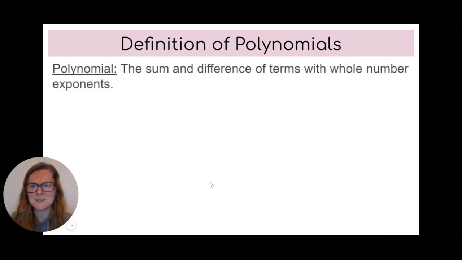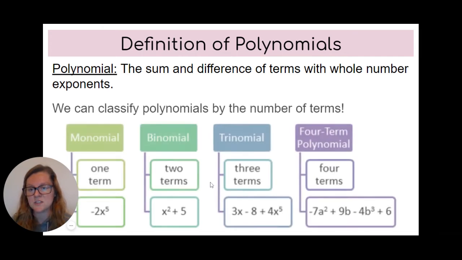Okay, so let's talk about what is a polynomial. It is the sum and difference of terms with whole number exponents. We can classify these by two ways. The first way is going to be by the number of terms.